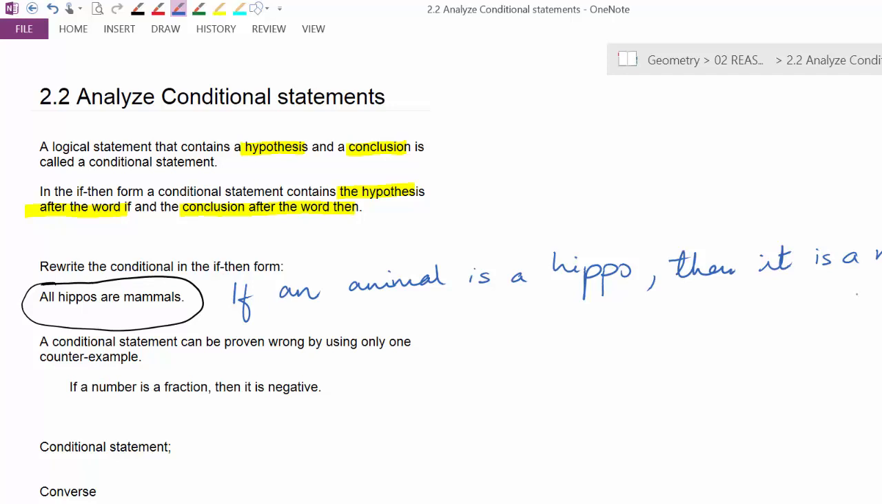Conditionals can be true or they can be false. If they're true, then they need to be true for all cases. A conditional statement can be proven wrong by using only one counterexample.